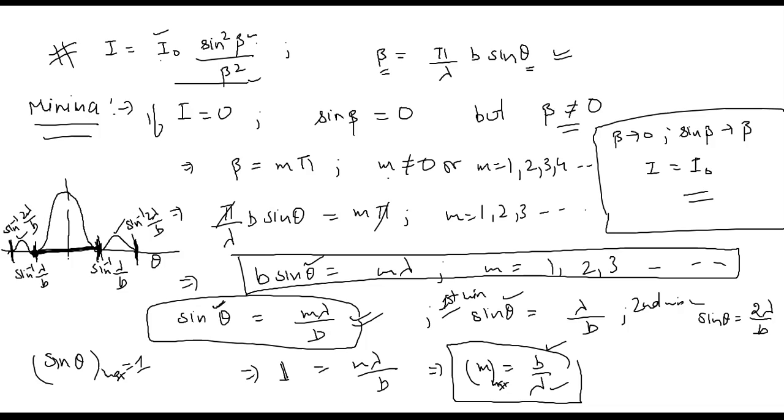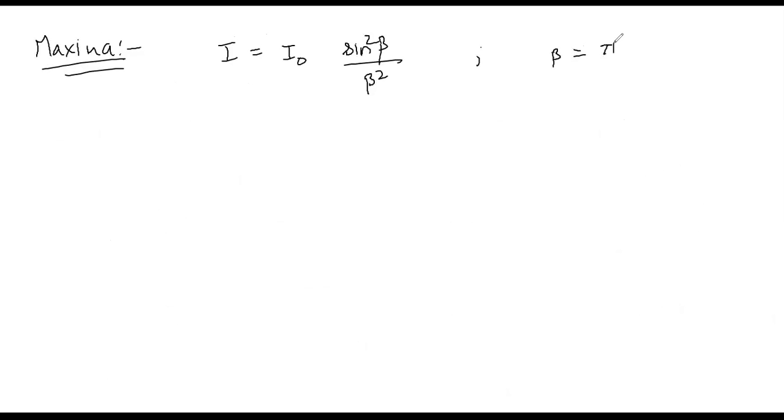So for that, if we want to get the maximas, your intensity expression is given by this, where beta is nothing but pi over lambda into b sine theta. If you want to get the maximum intensity, this is constant. You would like this term to be maximum.